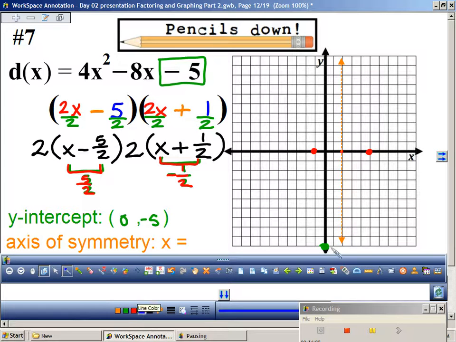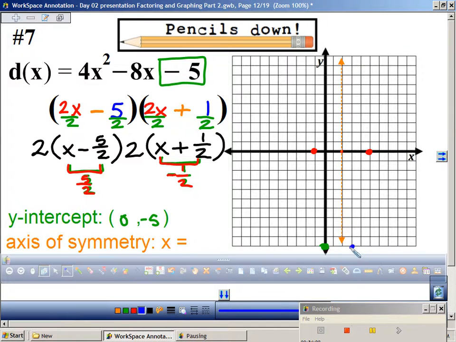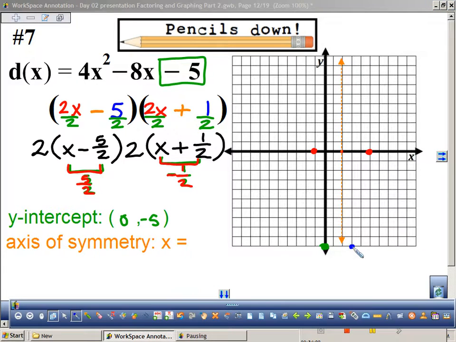We have another point right here that we could put if we wanted to, because it's symmetrical, one over, one more, right?